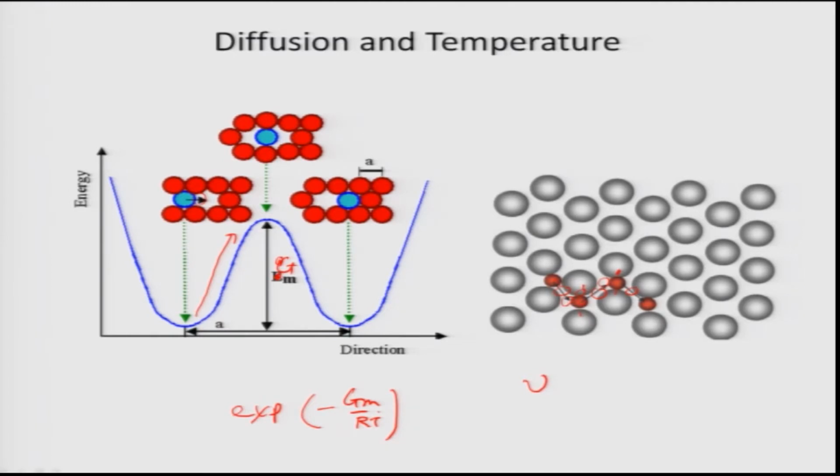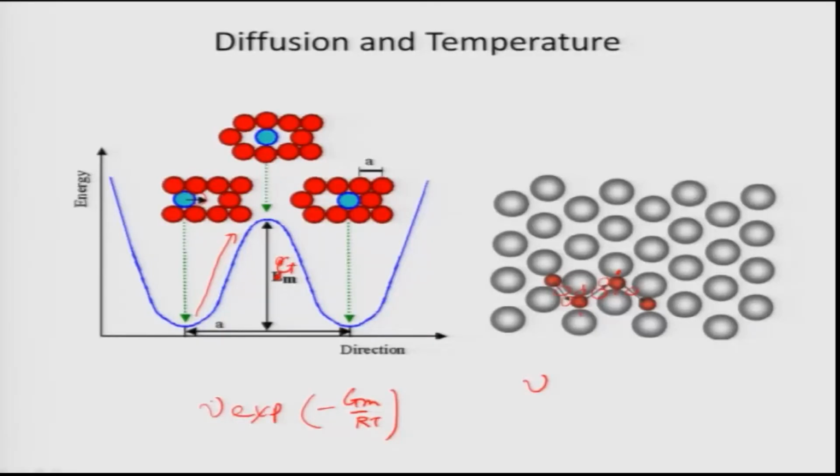Obviously it has a frequency, that means the atom is making a certain number of attempts per second, and this is given by nu. So nu into exponential minus Gm by RT gives us the total number of successful jumps which it can take to cross over this barrier.